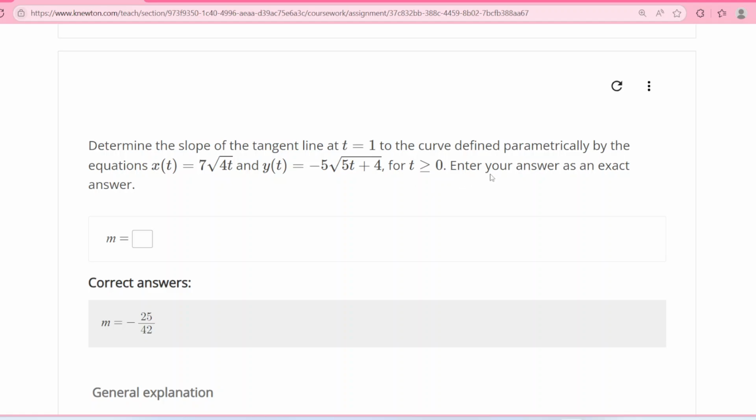And we're also asked to enter your answer as an exact answer. So don't punch it into a calculator and round to so many decimal places. Just enter it as a fraction here, as you can see. So they got m equals, you're going to be filling in the blank. What is the slope of the tangent line to this curve defined parametrically at the point where the value of the parameter is 1?